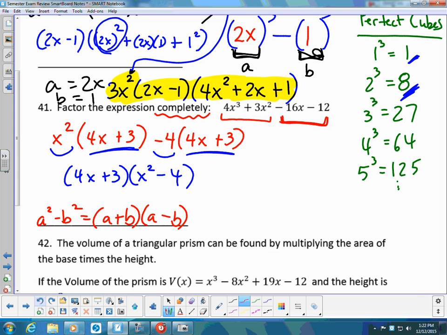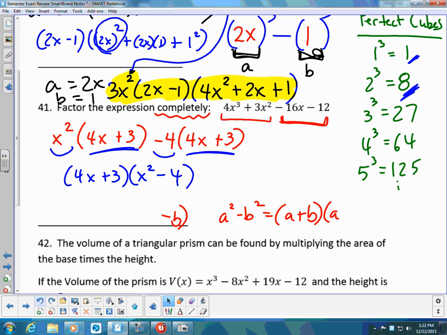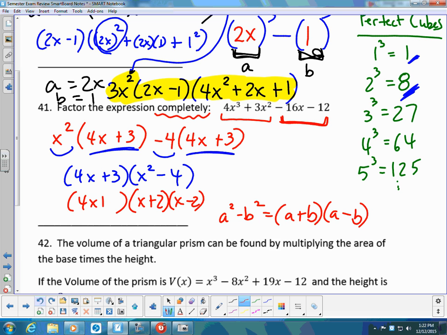And so that means, in this case, if that's the formula that we're using, that this can factor into x plus 2 times x minus 2, and don't forget we still had the 4x plus 3. So this would be factored completely. If you were to multiply these all out, you get right back to this.